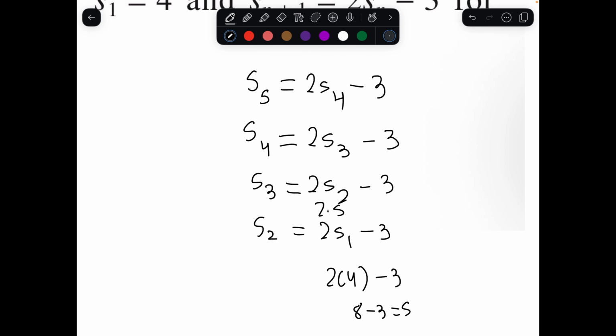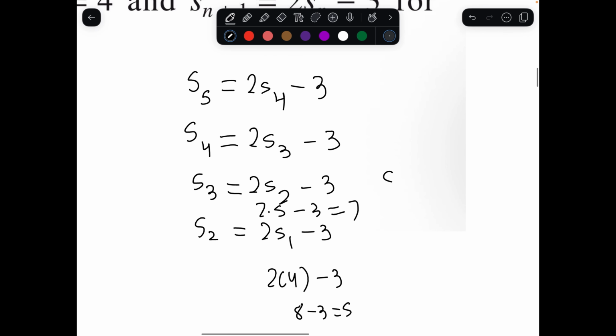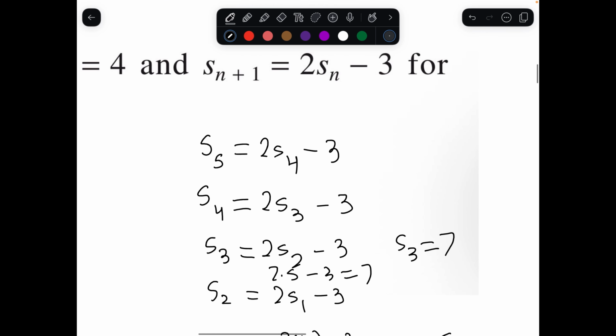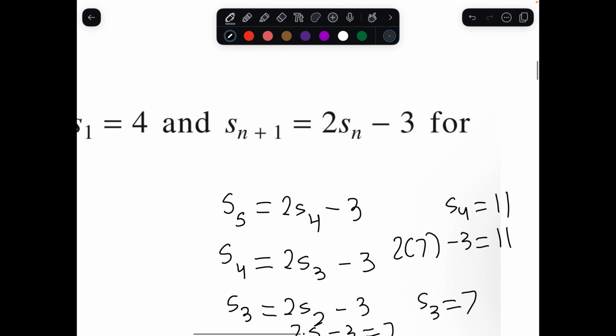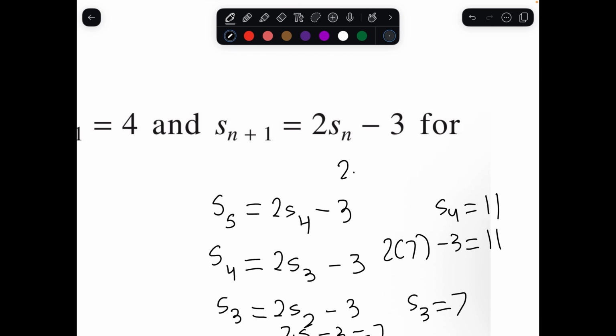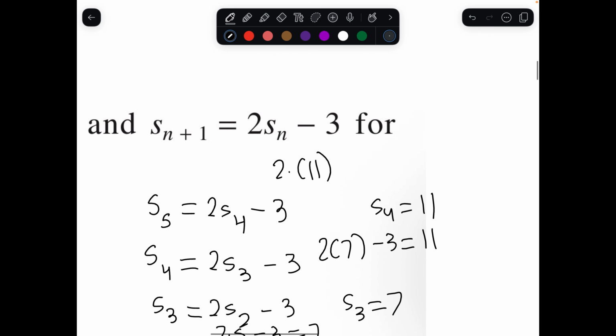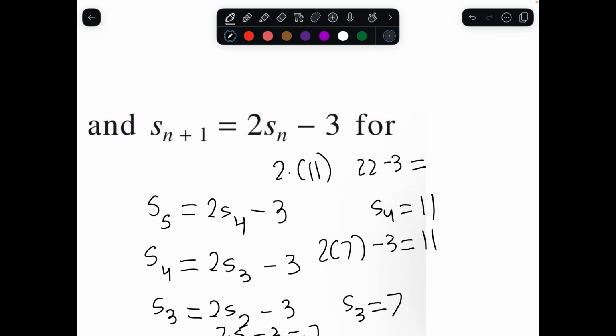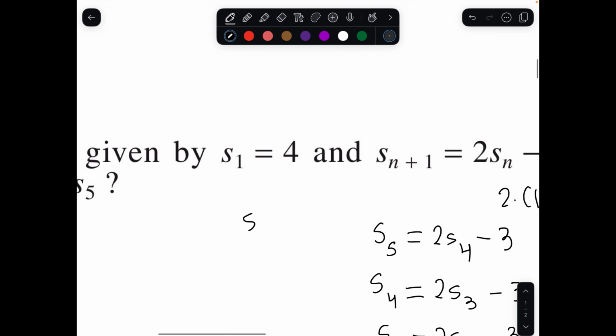2 times 5 is 10. 10 minus 3 is 7. So s of 3 is 7. Same thing here, 2 times 7 minus 3, this is 11. So s of 4 is 11. And now 2 times 11, that is 22. 22 minus 3 is 19. So s of 5 is 19.